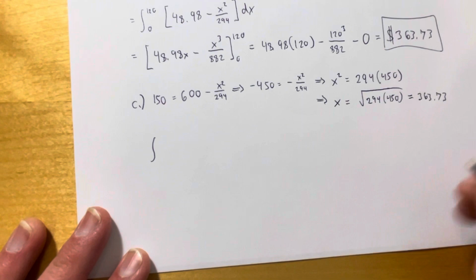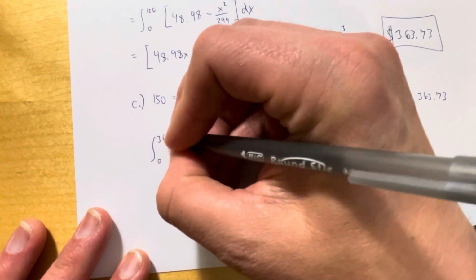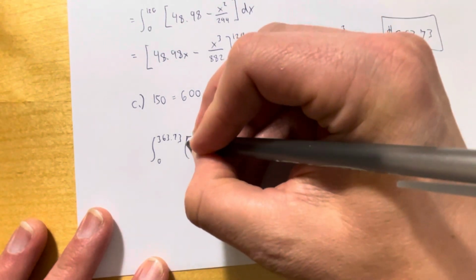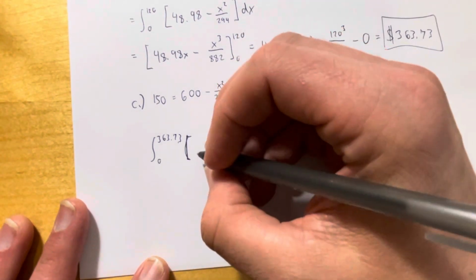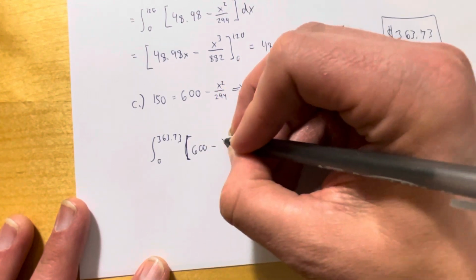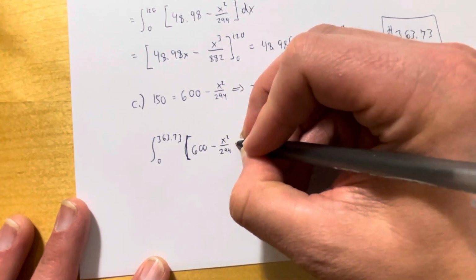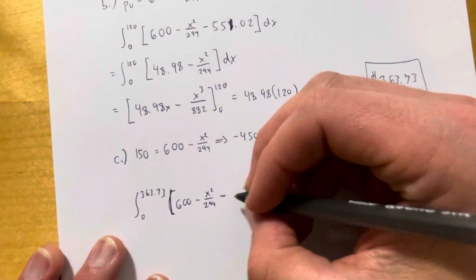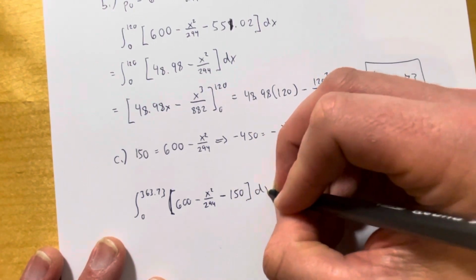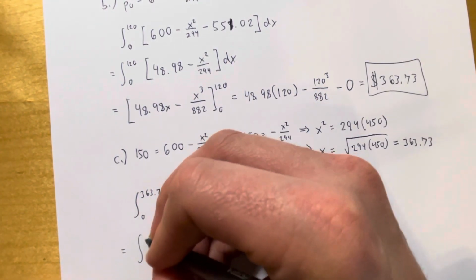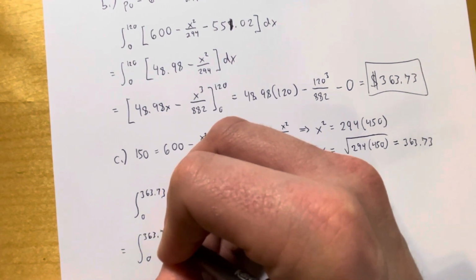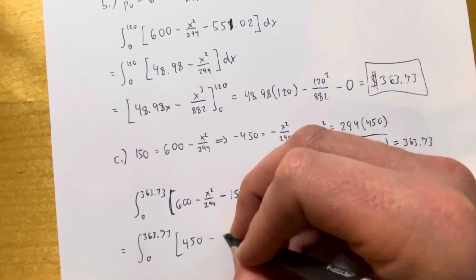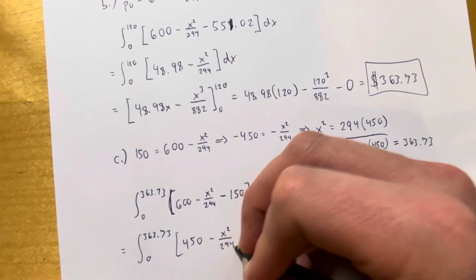Now, this becomes my upper limit of integration, 363.73, and we can set up our integral. So demand function, 600 minus x squared over 294, minus my equilibrium price. That's the thing that was given to me in the beginning, 150. dx, this is going to give me this, 0 to 363.73. Subtracting will give me 450 minus x squared over 294.